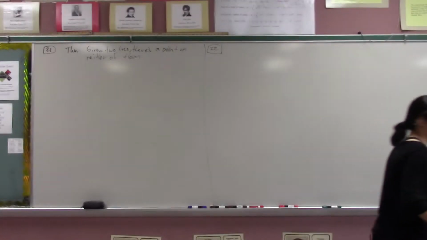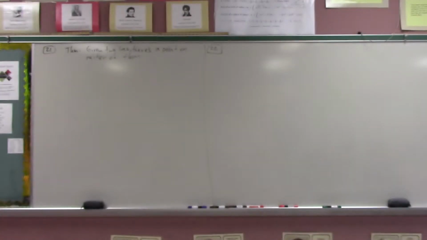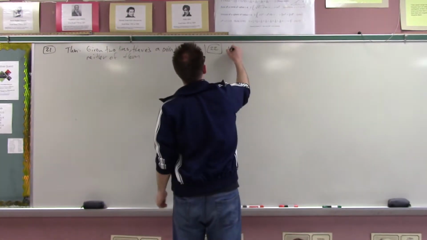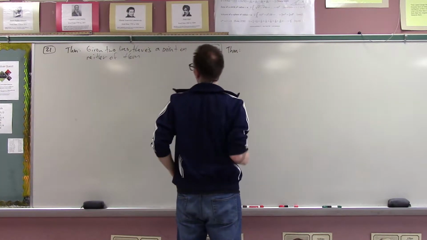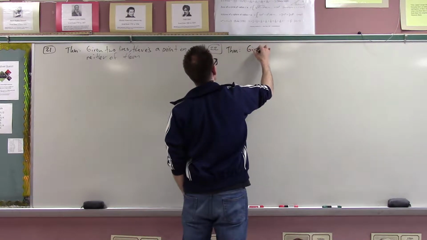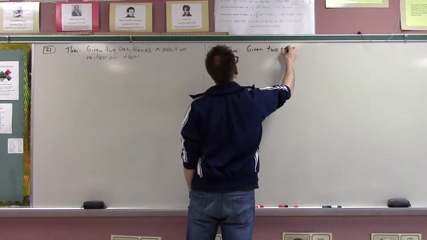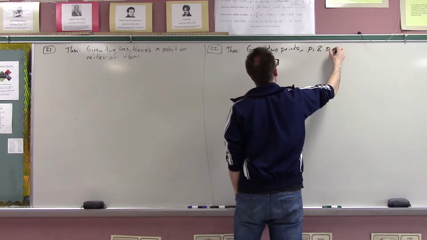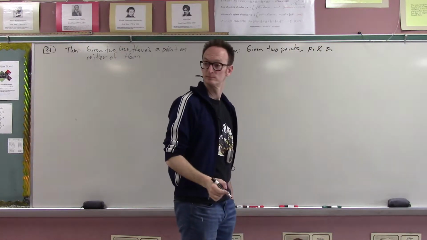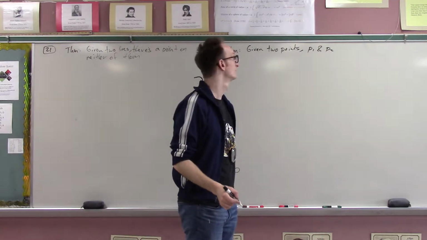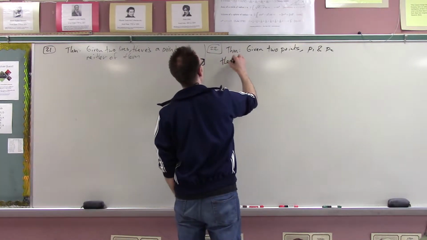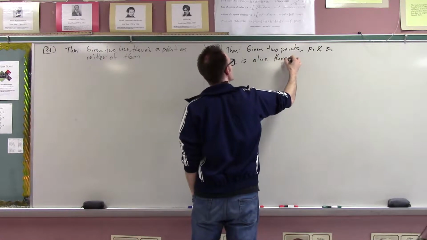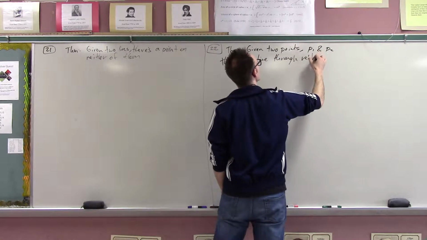Let's do 22. 22 is the dual of 21. It says, theorem: given 2 points, and let's just call those points P1 and P2, there is a line through neither of them.